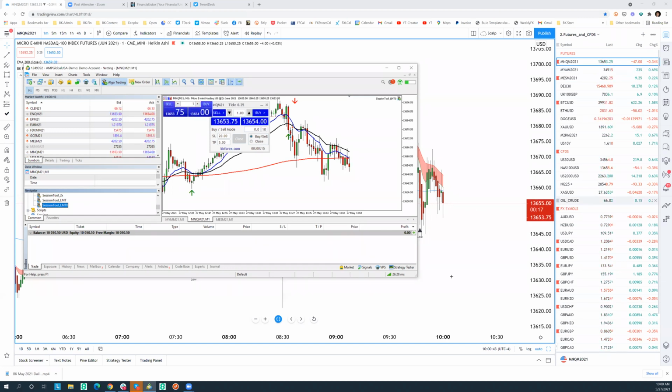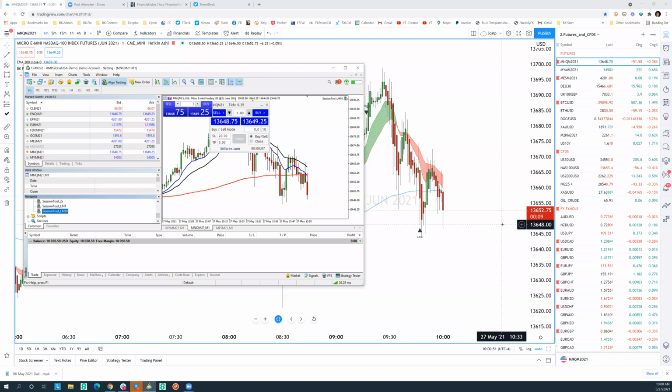Everybody following what I'm doing right now, kind of getting the gist of how the trades set up structurally, how we're scalping?